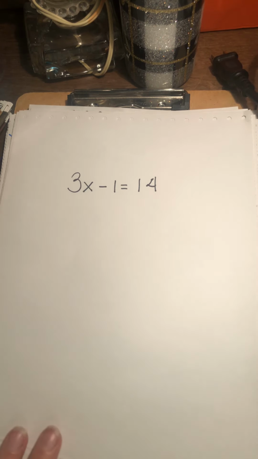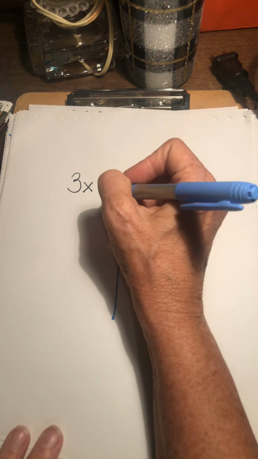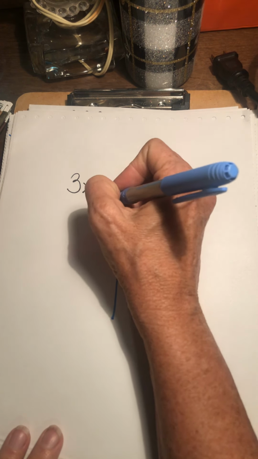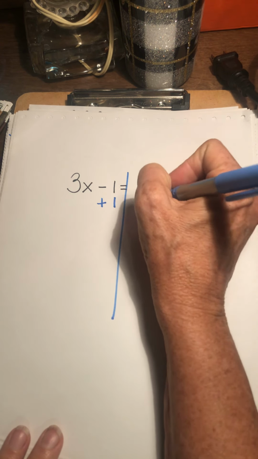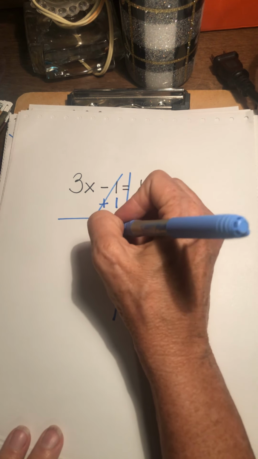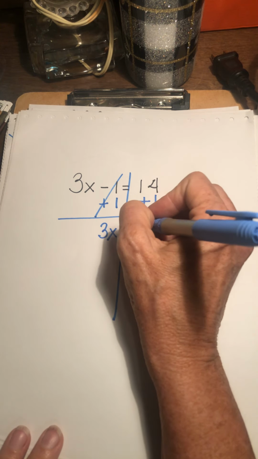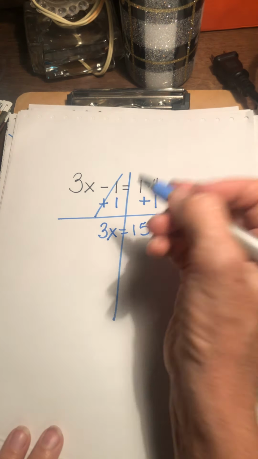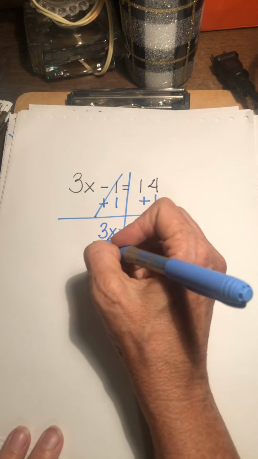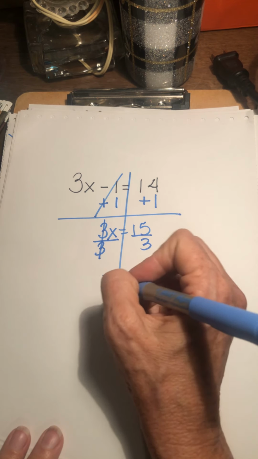Okay, same kind of question. I've got to get rid of this minus 1. I do its opposite. The opposite of minus 1 is plus 1. This goes away, leaving me with 3x on this side. 14 plus 1 is 15. I need to divide by 3 because this means 3 times x. So I need to divide by 3 on both sides. x equals 5.